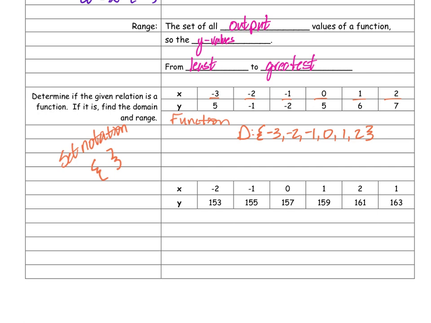Okay? Because it's from a table. My range, okay, again, from least to greatest. So first I've got -2, and then -1. And look, I have two 5s. I only have to write it one time. So 5, 6, and 7. So that's all I'm going to write in my range. -2, -1, 5, 6, and 7. Done.